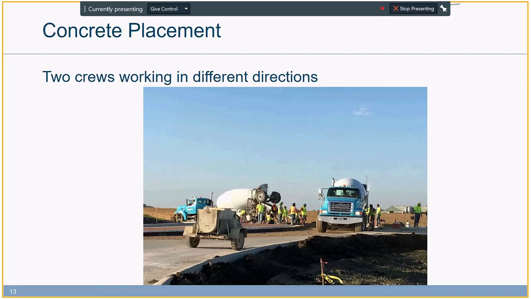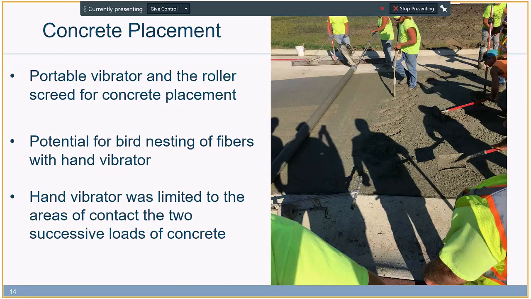And here I have a picture from the placement. Something interesting, during the test pour and also during the main pour, it was observed that use of a hand vibrator can cause some problems with fiber distribution. It can cause fiber nesting. So during the construction, it was decided to go with roller screeds and also a hand vibrator, but the use of the hand vibrator was just limited to the areas of contact between the two successive loads of concrete, to make sure that the two concrete mixtures from two different batches are going to mix properly and there's going to be no cold joint in the concrete.